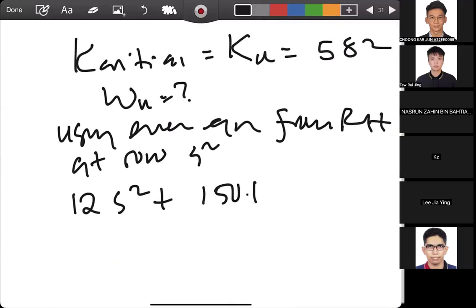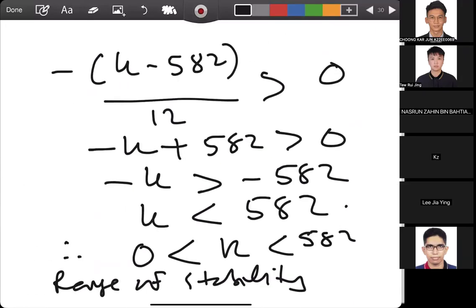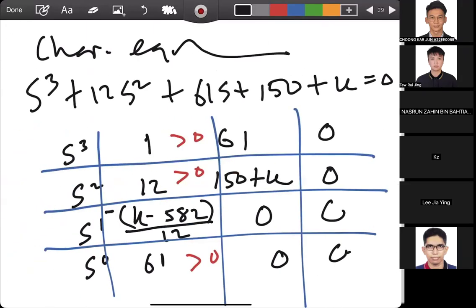Sorry, Prof. I think the S power of 0 got something wrong. This one? Yes. S power of 0 is 150 plus K, plus K, not 61. Okay, 150 plus K.